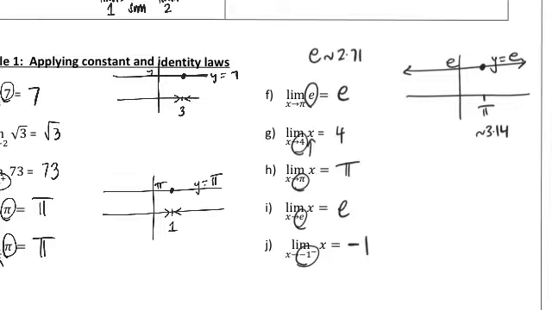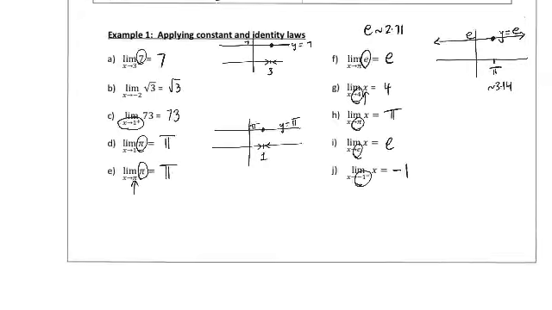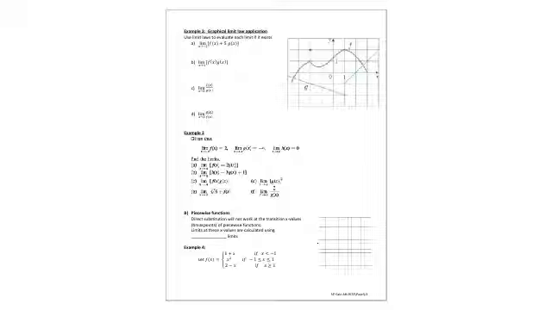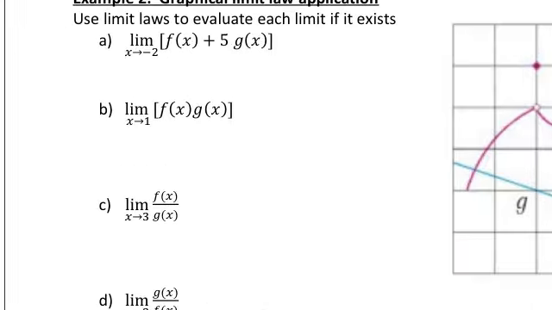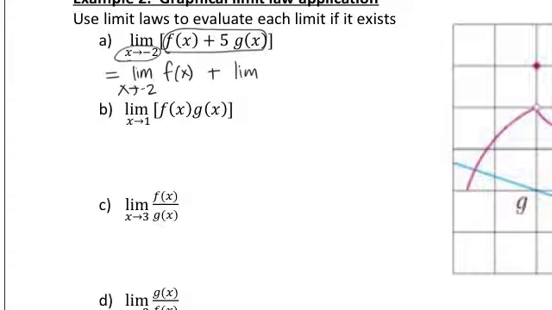Okay, let's see what else. Moving on now to example 2. Example 2 is just doing the same thing, but with the graph. So if you see something like this, the limit of f plus 5g as x approaches -2, well, really what we're saying is if you did the laws, we can break this up, it's a sum. So the limit of the sum is the sum of the limits. So my first step can be this.